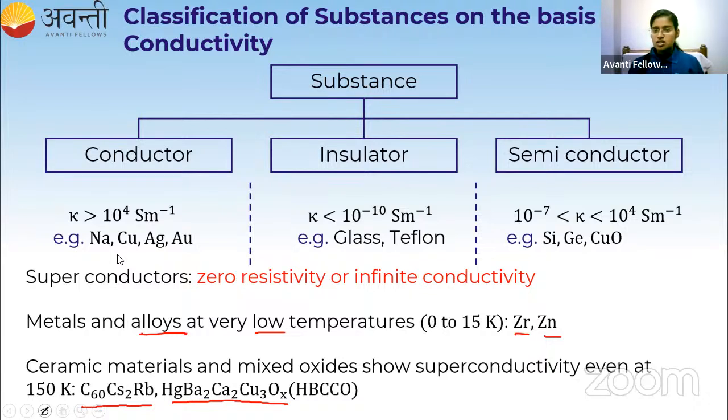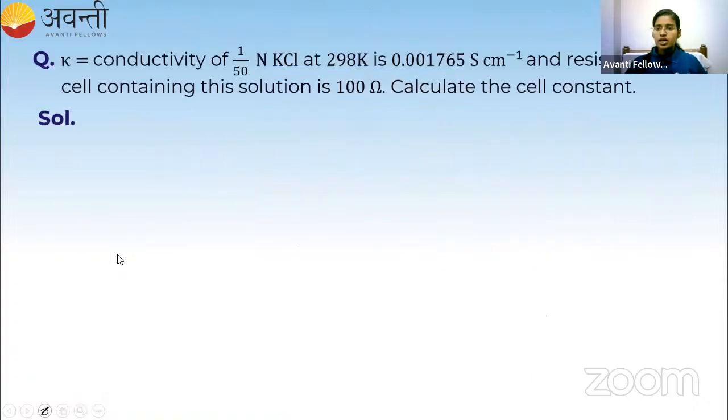Got it? So what you are going to take from this slide is the three classifications of substances, the kappa range for all the three with examples, and the definition of superconductor. Clear for all of you? Shall we go for one question from the conductivity topic? So here is the question.